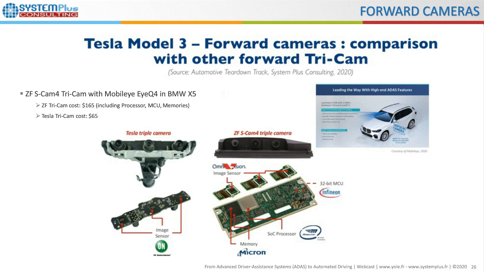Here we compare the architectures of the Tesla triple camera with the ZF SCAM4 tricam that can be found on the BMW X5. On the electronic boards of the ZF tricam, there are three image sensors from OmniVision, and also integrated circuits used for the processing functions. There are an Intel Mobileye iQ4 system-on-chip processor, a 32-bit MCU from Infineon, and two SDRAM memories from Micron, each with a capacity of 4 gigabit. This processing function explains the cost difference between the ZF tricam, estimated at $165, and the Tesla tricam, estimated at $65.